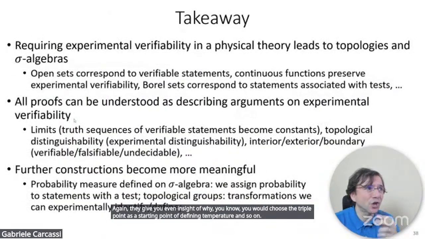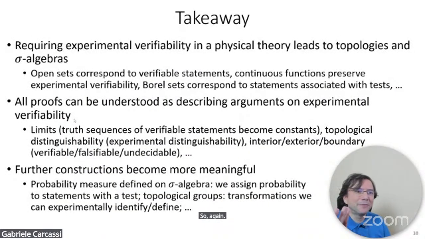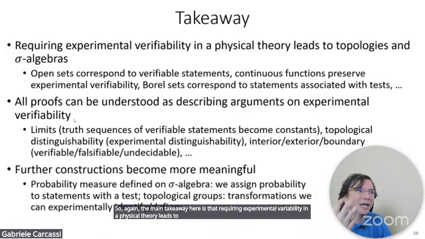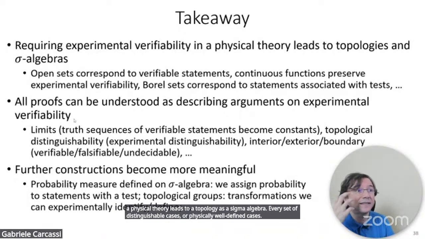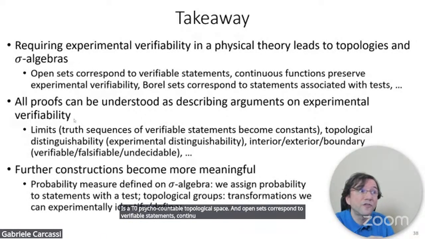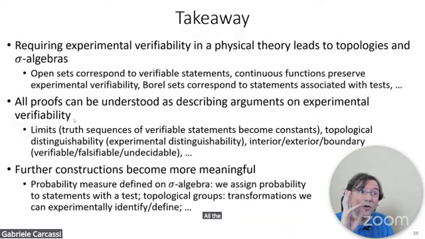So again, the main takeaway here is that requiring experimental verifiability in a physical theory leads to a topology as a sigma algebra. Every set of distinguishable cases or physically well-defined cases is a T0 second countable topological space. Open sets correspond to verifiable statements, continuous functions preserve experimental verifiability, and Borel sets correspond to statements associated with tests. All the proofs can be understood now as describing arguments on experimental verifiability.